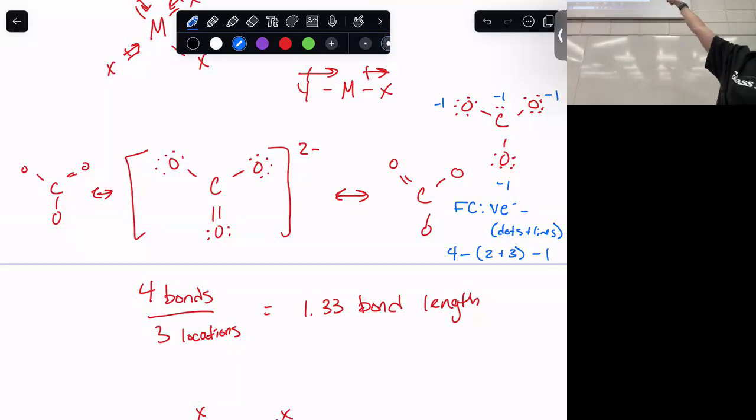The CO3 2-, it would be nonpolar because the average of the bonds is 1.33. So your bonds actually look like 1 1/3, and they would all look like 1 1/3. So they're all pulling with the same strength, because it's a resonance structure.